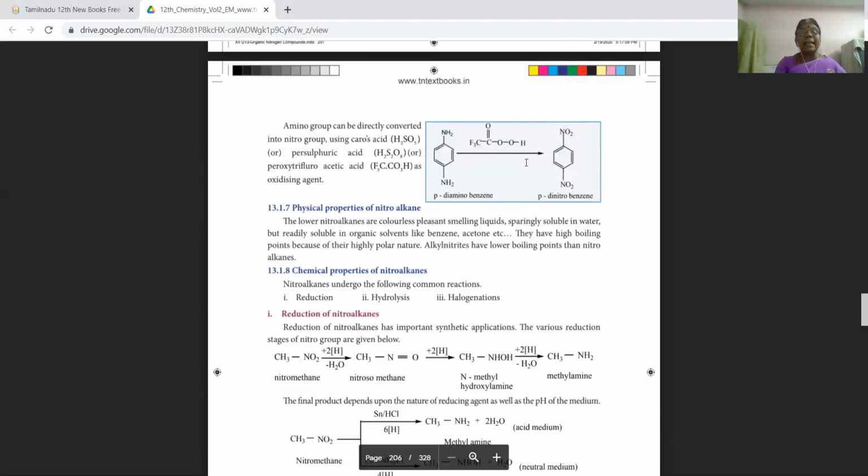The amino group can be directly converted into a nitro group using Caro's acid. Caro's acid is nothing but H2SO5. Otherwise, it is also called persulfuric acid.